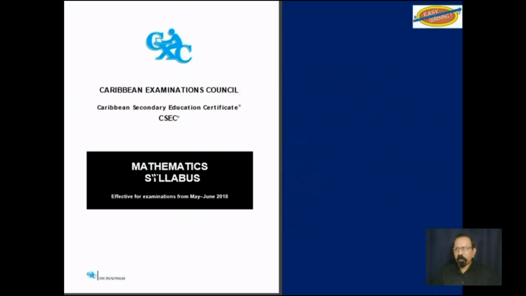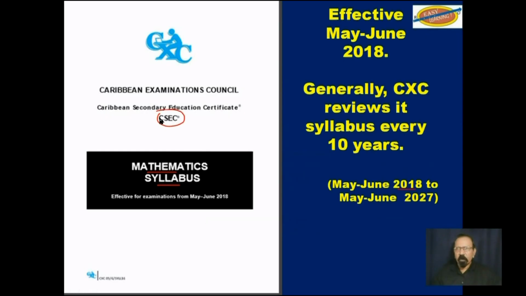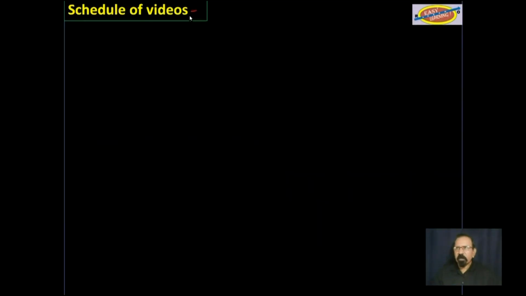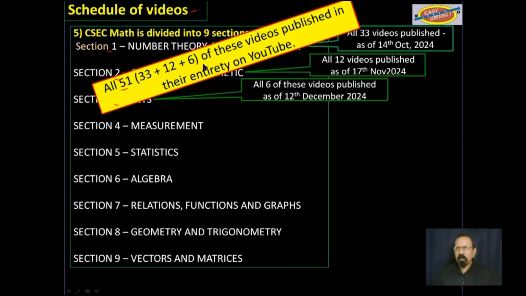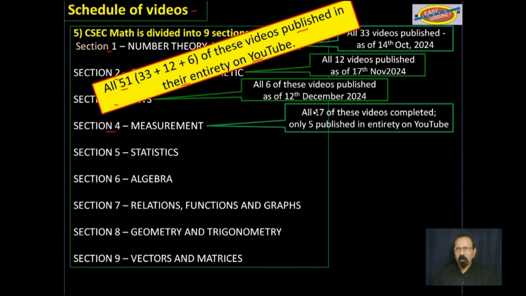We continue with the mathematics syllabus for CSEC 2018 to 2027. Schedule of videos, sections 1, 2, and 3. All 51 of these videos have already been published on YouTube in their entirety. Section 4, measurement. All 17 of these videos are completed, but only 5 are published in their entirety on YouTube.